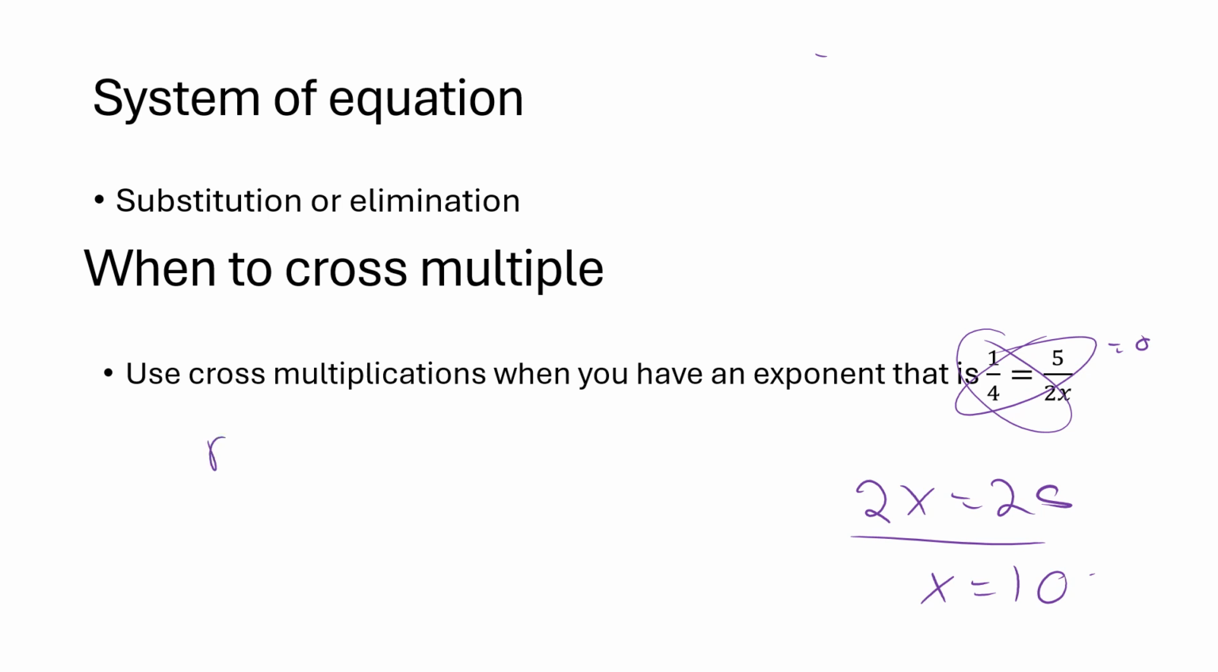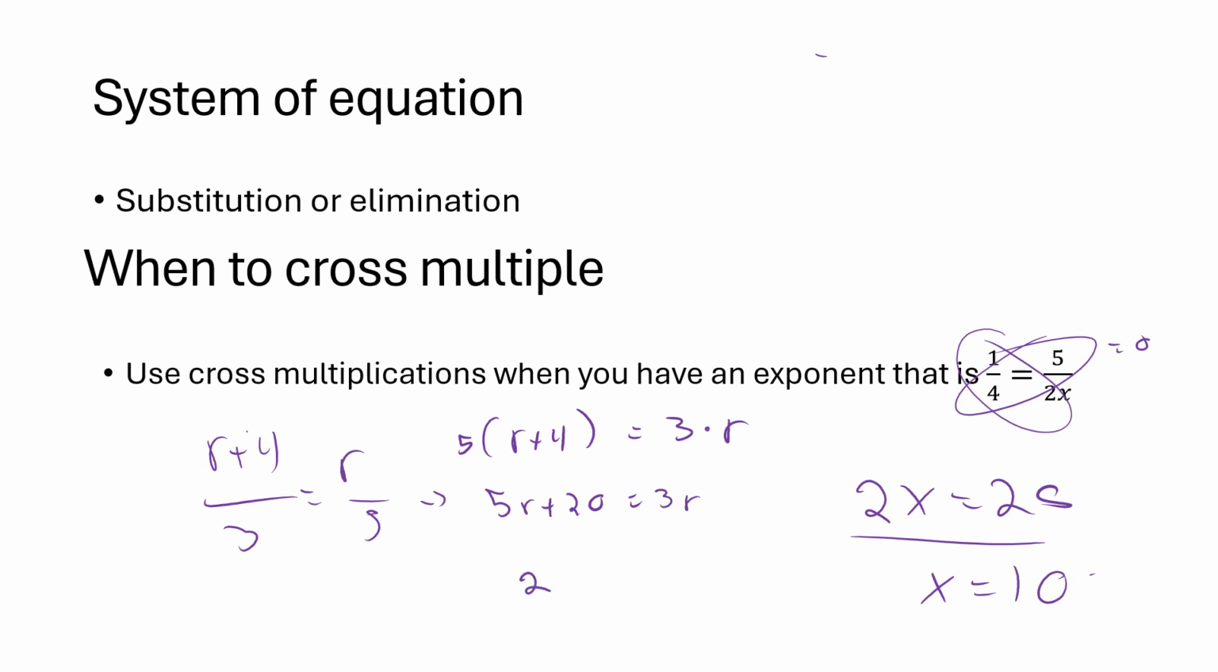Another one, let's do this: r plus 4 over 3 equals r over 5. We're going to cross multiply these, so now we get 5 times r plus 4 equals 3 times r. 5r plus 20 equals 3r, which will then give us 2r equals negative 20. So divide that by 2, r equals negative 10.